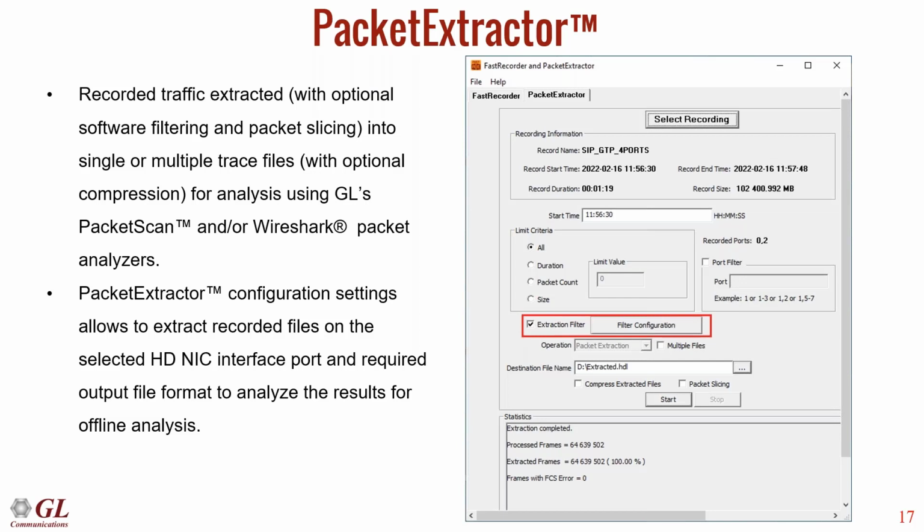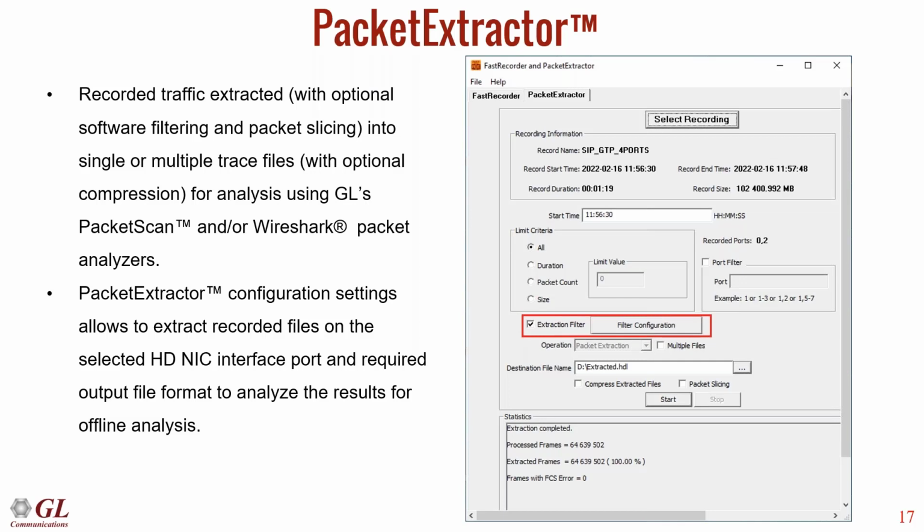You can extract based on a packet count, and you can extract based on size. You can also extract based on a port filter. So let's say you've captured on ports 0, 1, 2, and 3, and you just want to extract on ports 1 or just 1 or 3. Those are things you can define in that port filter there.